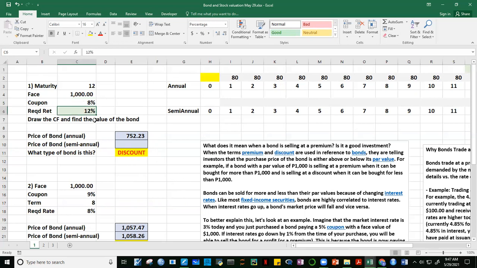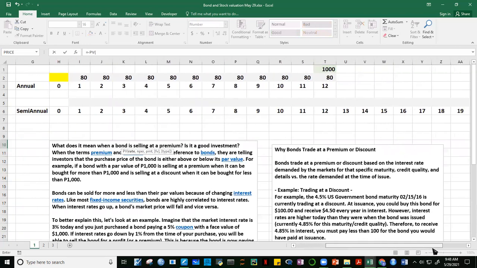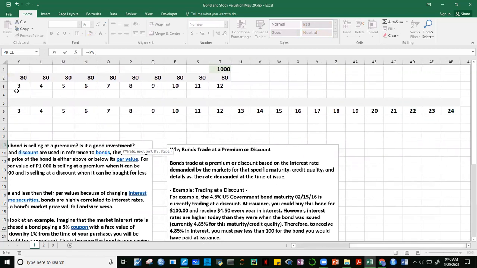Okay, so we can see here that when the required return, when the prevailing market rate is greater than the coupon rate, then the bond will sell at a discount. Okay, and it's even lower if it's semi-annual. So let's compute for that. If it's semi-annual, it means that this is what will happen. This will be the cash flow for semi-annual.